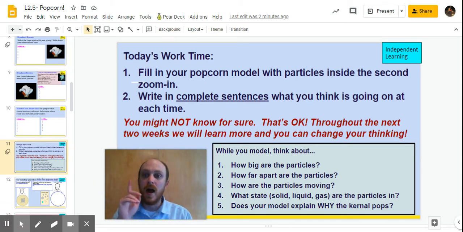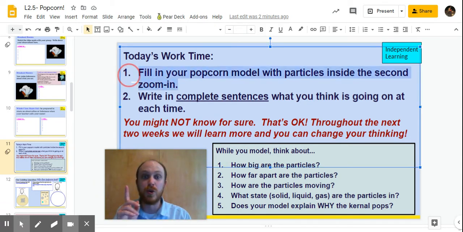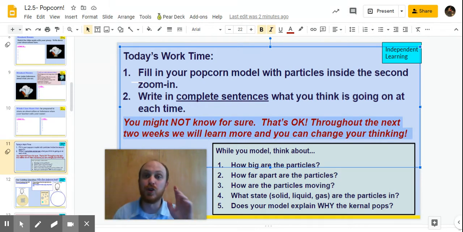That's what we're doing. So what I'm going to do is show you how to do your popcorn model. It's on the next slide. I want you to make sure you're writing complete sentences, please. And know this. This is what we call an initial model. You did these last year. There's no right answer here. We don't expect you to know everything. It's okay if you know nothing, for sure.